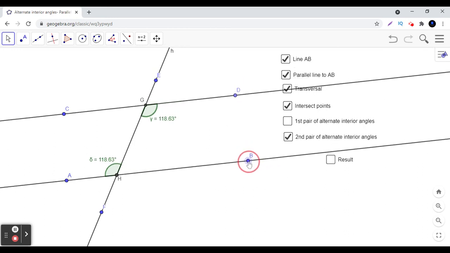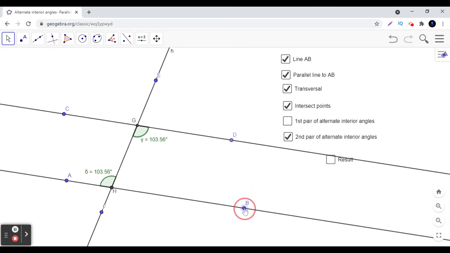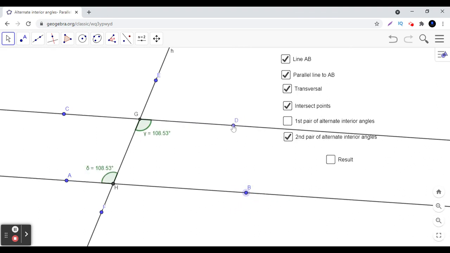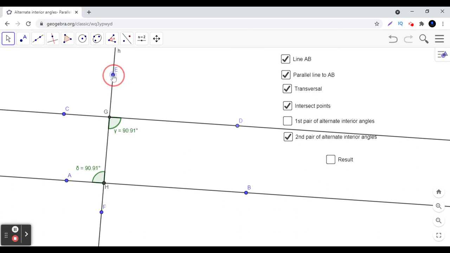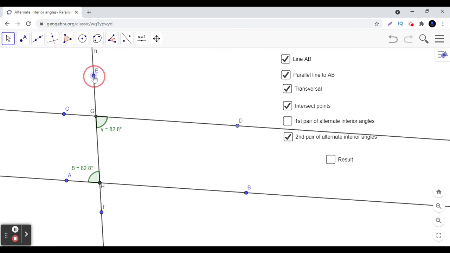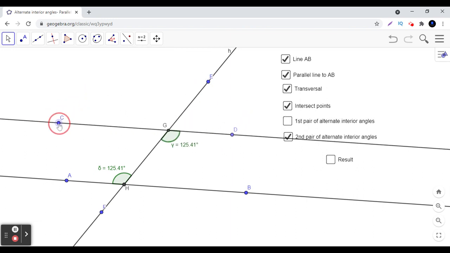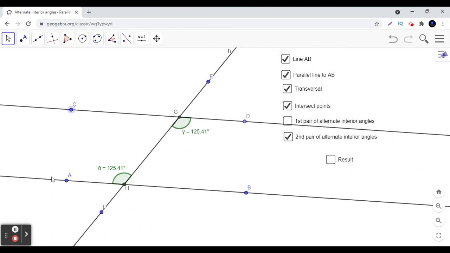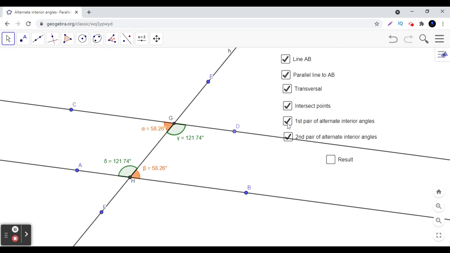So we see that when two parallel lines are cut by the transversal, then alternate interior angles are always equal. You can move the transversal also, and every time you will see that measurement of the alternate interior angles is coming out to be same. We can move this line as well and check the observation. So both pairs of alternate interior angles are equal.